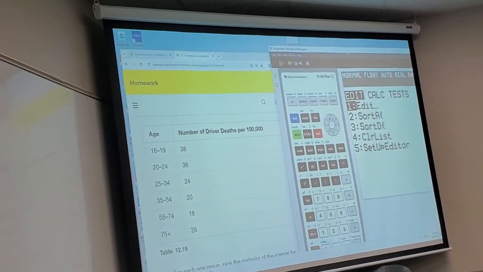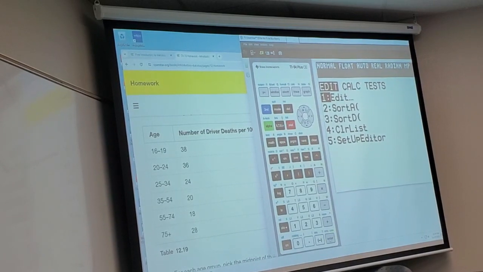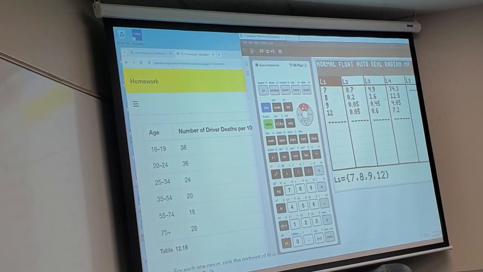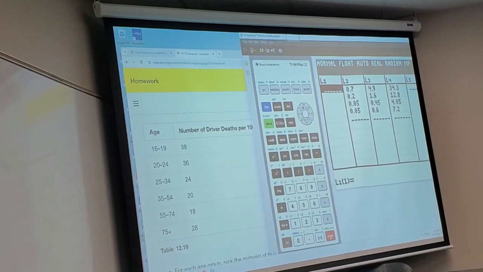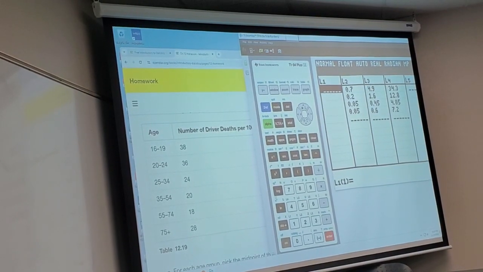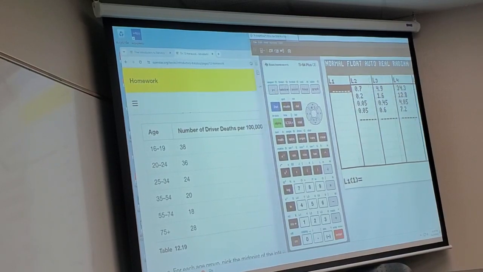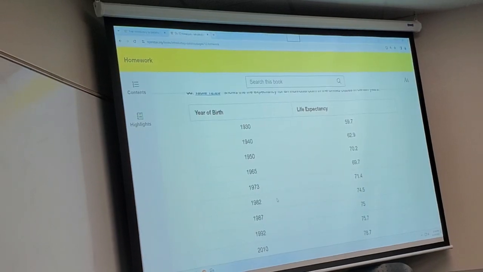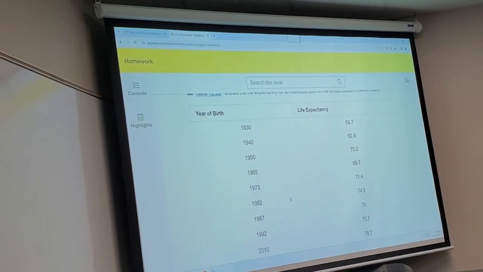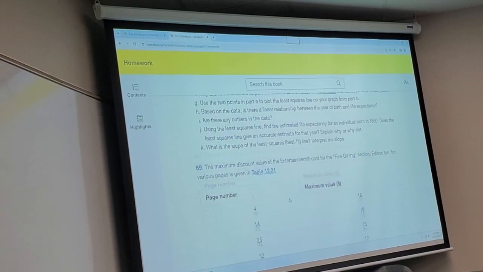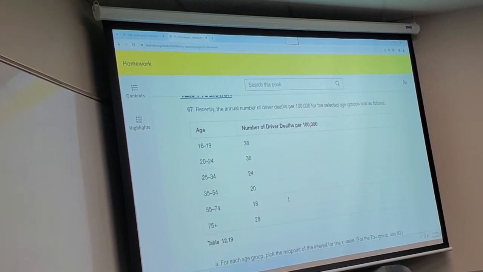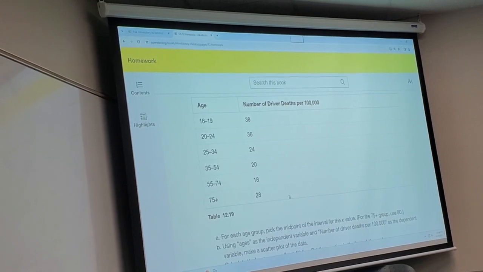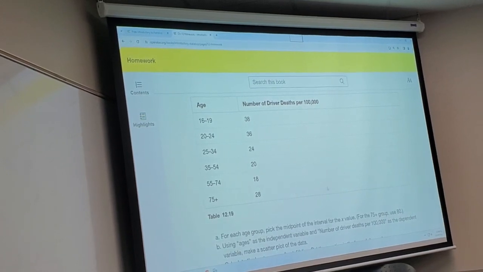If you weren't here yesterday, or if you just forgot what we did yesterday, let's do this. I'm going to put into L1, I'm going to clear it, I'm going to put the number of driver deaths. That's a good choice, Jeff. Good job. Wait a minute. Is this what I want? Yeah. Where'd it go? Oh, I see. This is a little bit weird. Why do they have to be weird?